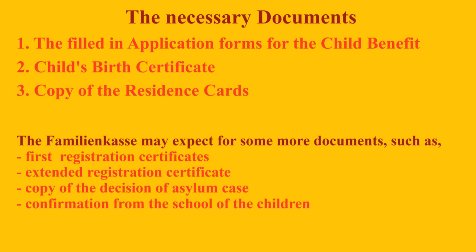The extended registration certificate, which is called Erweiterte Meldebescheinigung or Erweiterte Meldebestätigung in German language. This registration certificate includes the details about the registration of yourself and the registration of your spouse and your children in Germany. You can also get this type of registration certificate from your registration office or Meldebehörde in your relevant city in Germany. Or, for example, the Familienkasse sometimes asks the refugees for a copy of the decision of the Federal Office for Migration and Refugees of Germany about their asylum case.